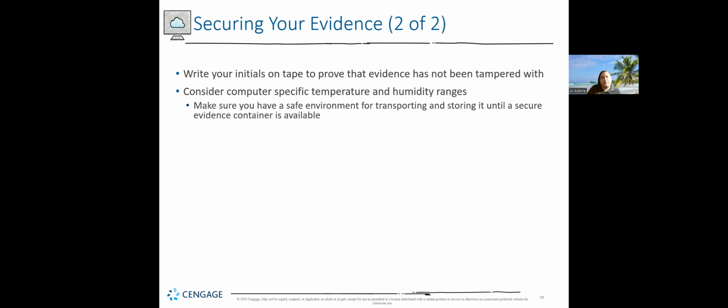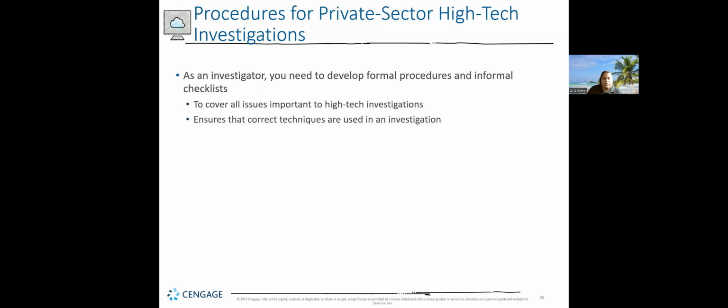Write your initials on tape to prove that the evidence has not been tampered with. Essentially, it's an extra layer of security. Consider computer-specific temperatures and humidity ranges. Make sure you have a safe environment for transporting and storing it until a secure evidence container is available. You have a storage area that's only accessible by you, and it'd probably be within the lab, because it has to be temperature controlled to maintain that humidity so you don't damage anything. So let's go on.